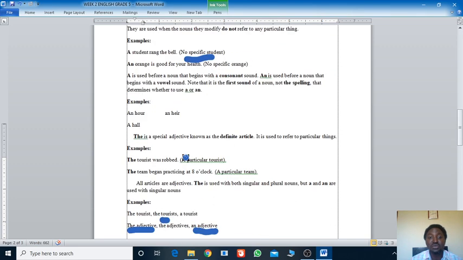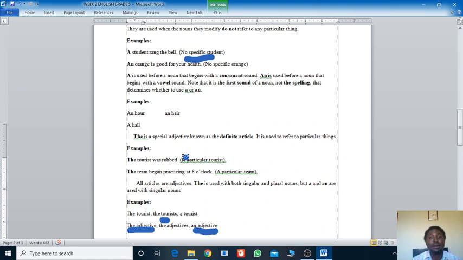It is just a very simple rule that the article a is used at the beginning of singular nouns that begin with consonants, and the article an is used at the beginning of singular nouns that begin with vowels. The articles a and an are indefinite, meaning they don't refer to a specific noun. Then the article the is definite, meaning that it is used to refer to a specific thing.